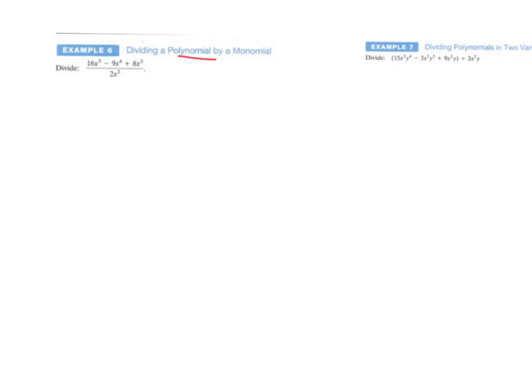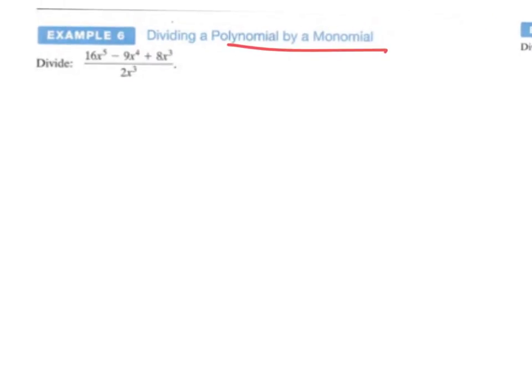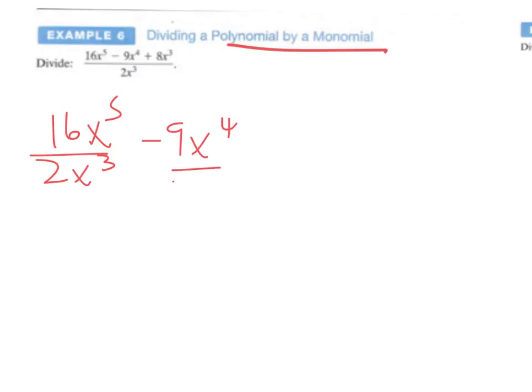Here's another example of doing the exact same thing, except they wrote it over just 1, but I'm going to separate it. I'm going to go x to the 5th over 2x cubed, minus 9x to the 4th over 2x cubed, and then plus 8x cubed over 2x cubed. Now we do each part.